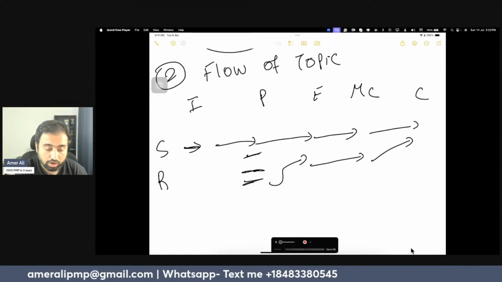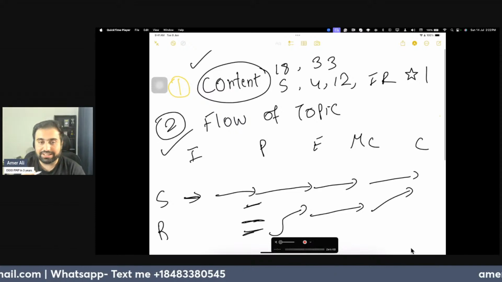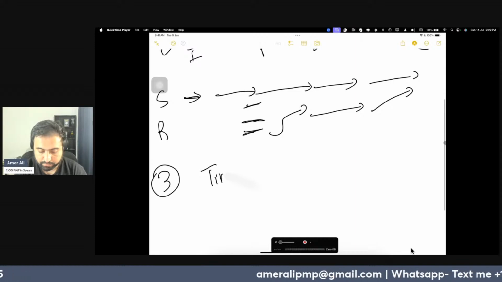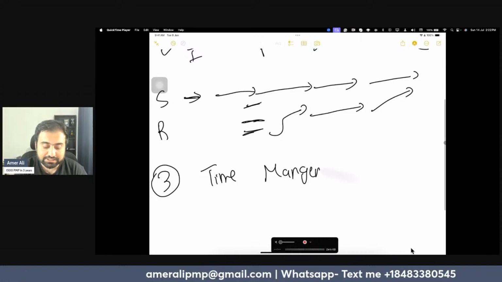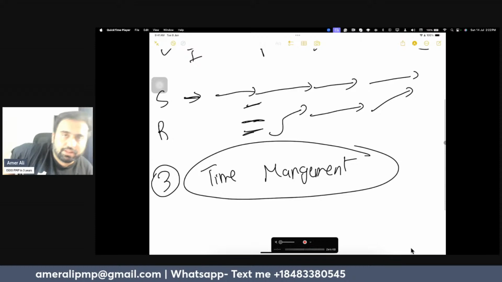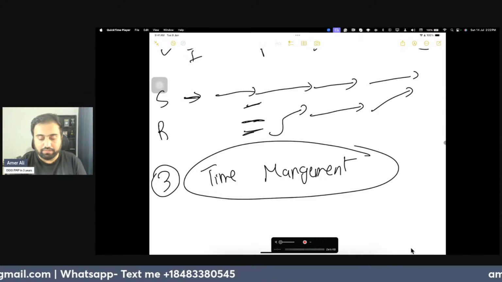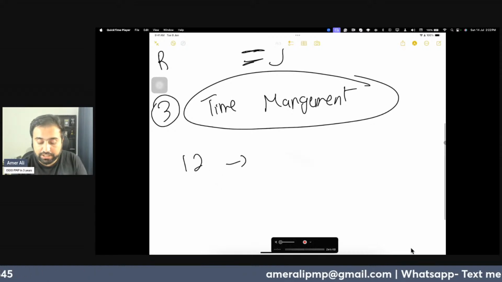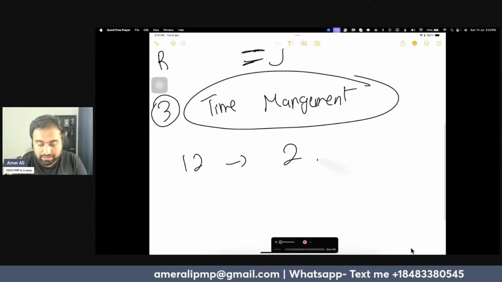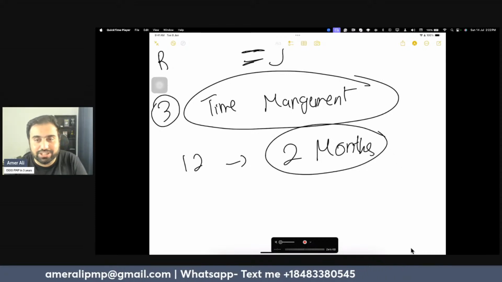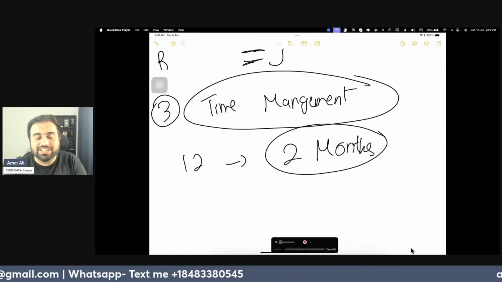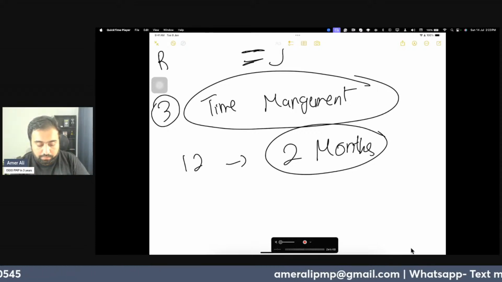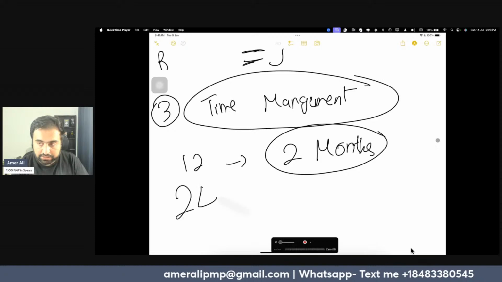These 2 things: content, then flow of topic. Then the third thing comes, time management. Guys, it's very important. You are becoming a project manager. If your schedule of the project is 12 months and you complete the project in 2 months, I don't consider that project to be successful. This means your estimation was wrong.